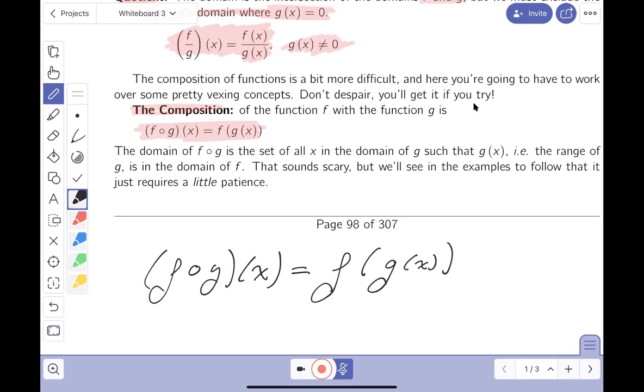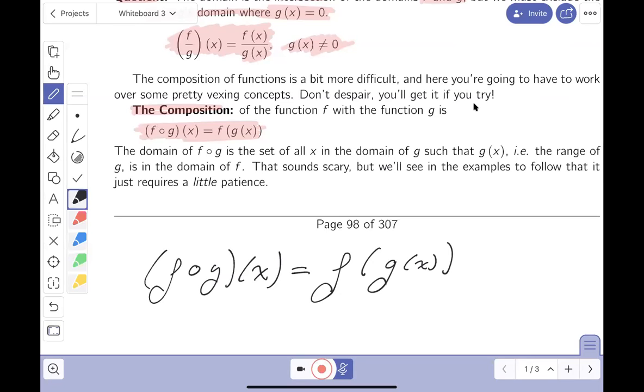So it says, the composition function is a bit more difficult. Yeah, it is. And here you're going to have to work over some pretty vexing concepts. Don't despair, though. What are we trying to get you to do? Try. I kid you not. We're trying to get you to try. Okay, so that's the way it's going to be written: f of g of x.